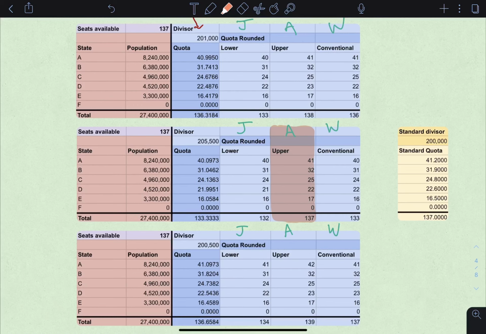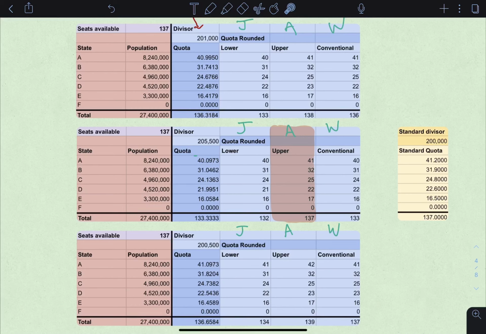So that's it. State A gets 41, State B gets 32, and so on. And this manipulation of the divisor until this works is just to get these numbers. 205,500 is not the only number that works. There's a range of values, but that range of values that sums up to 137 right here will always produce the same set of numbers: 41, 32, 25, 22, and 17.